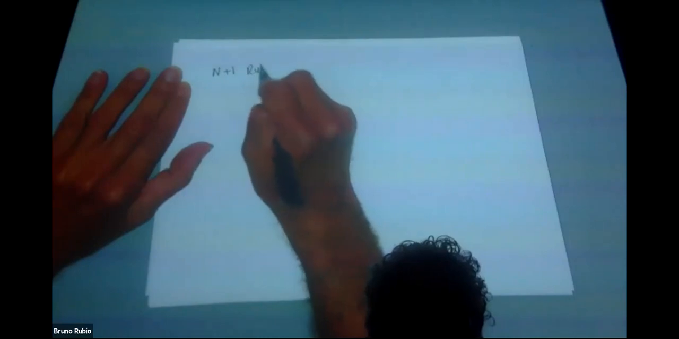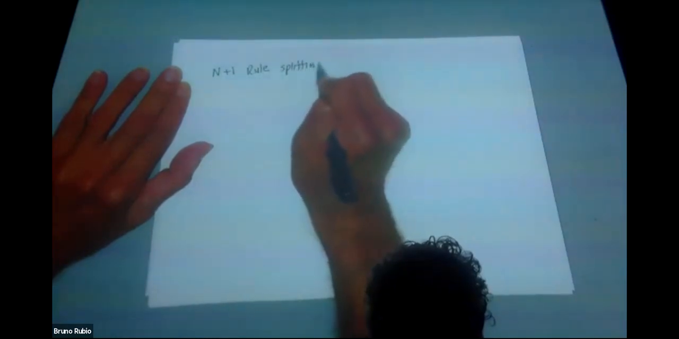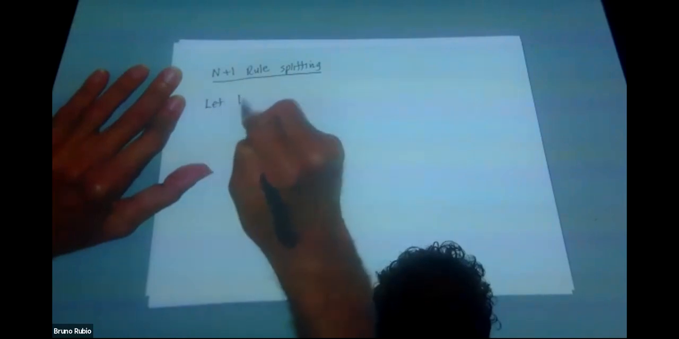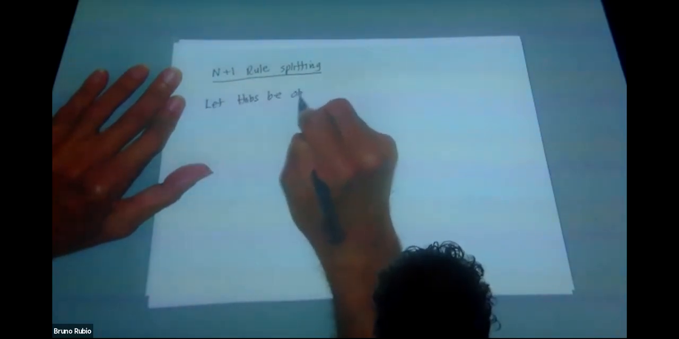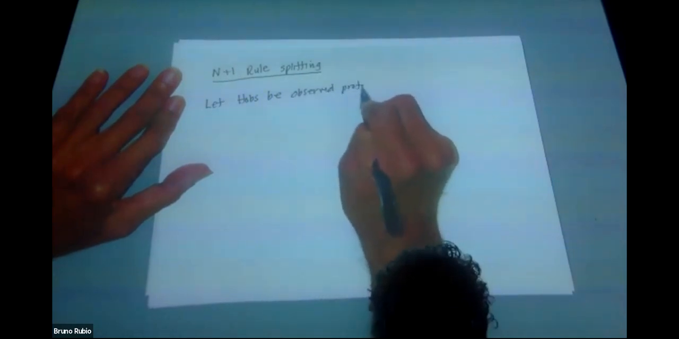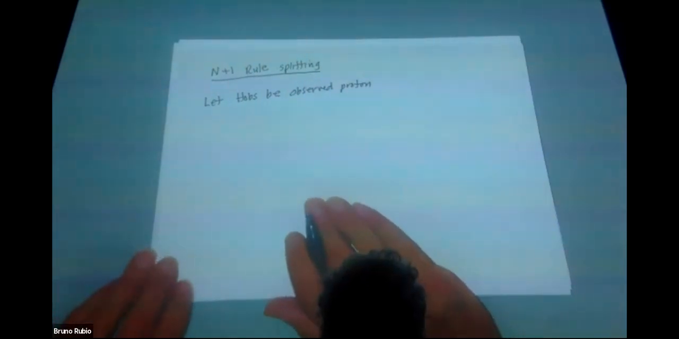N+1 rule splitting. Okay, so this is a lot. So let H observed be the observed proton. All right, this is the proton whose splitting pattern we're trying to understand.